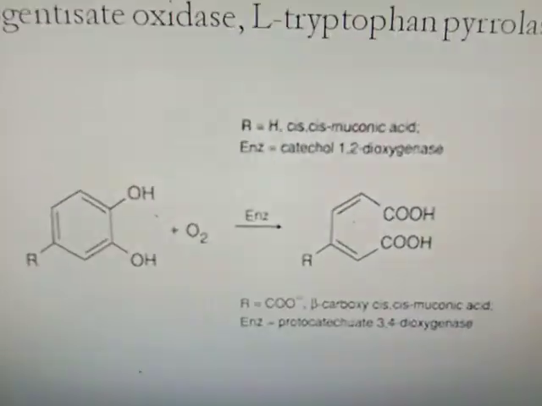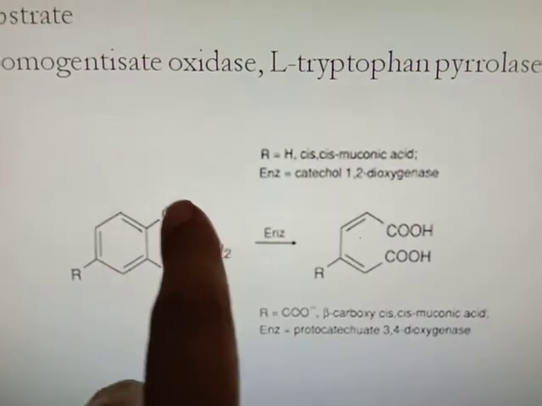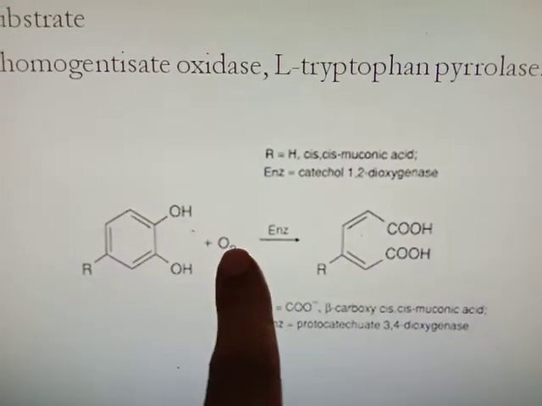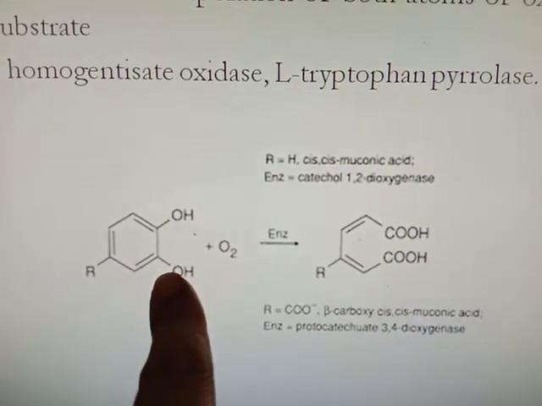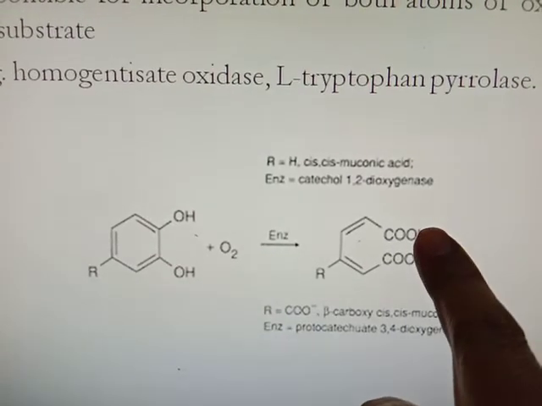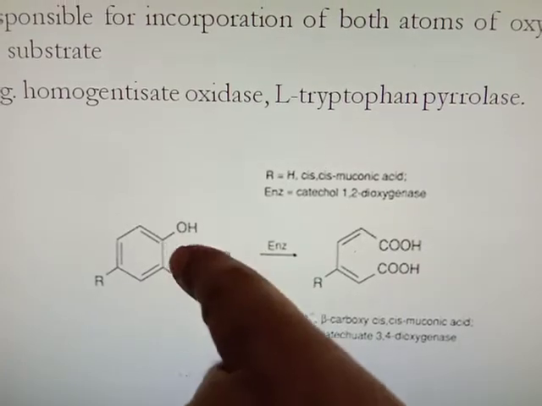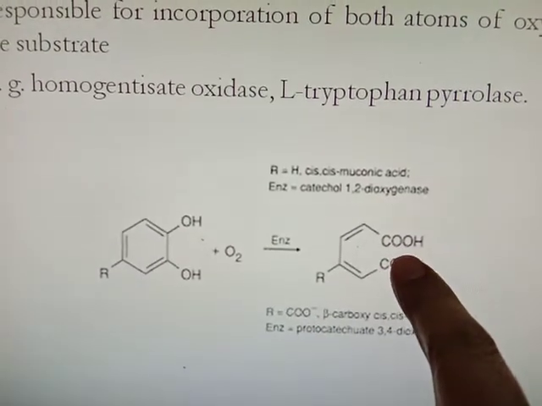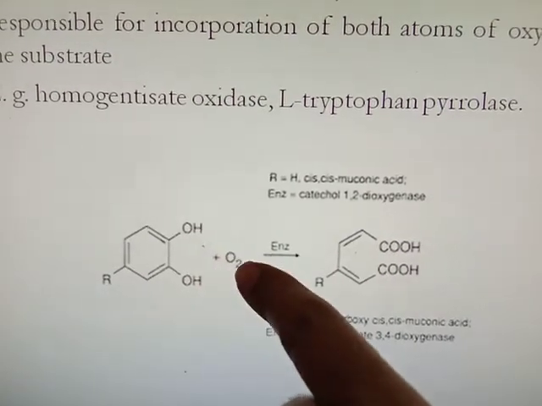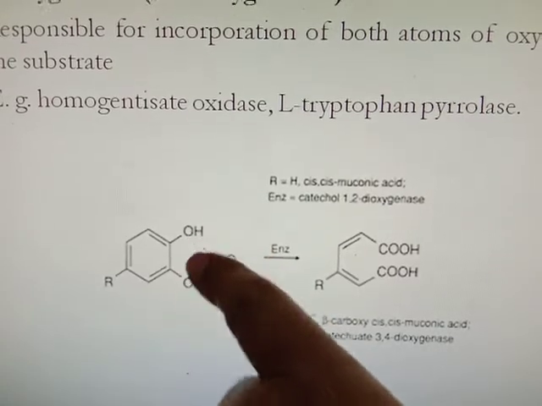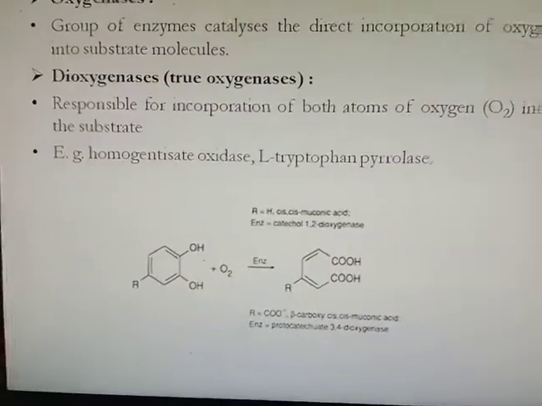Here in the image you see two oxygens, here and here OH. One oxygen will be added here and one oxygen is added here to form a different molecule. So here both oxygens are incorporated into the substrate. Such enzymes which involve the addition of both oxygens into the substrate are called dioxygenase enzymes.